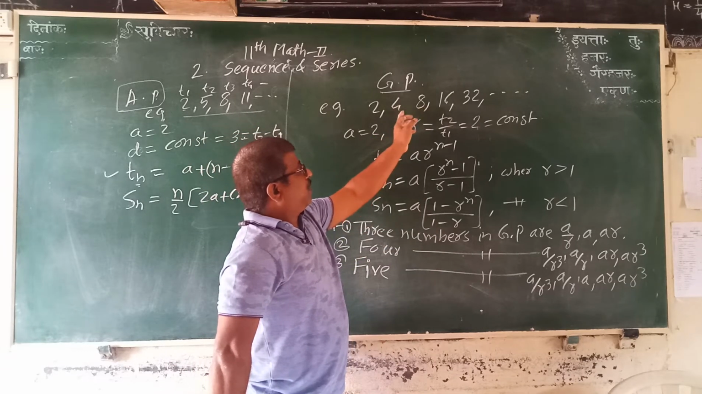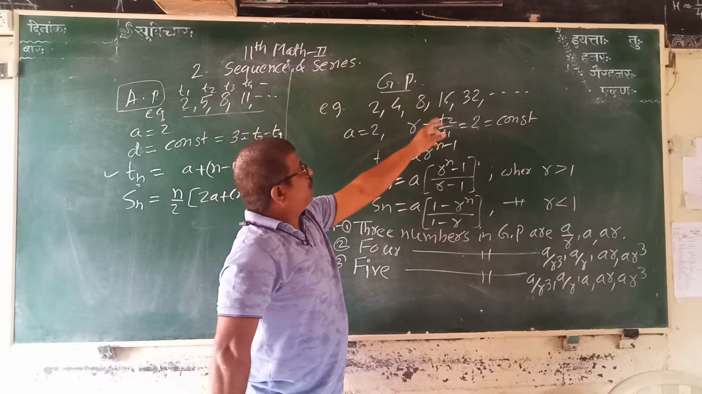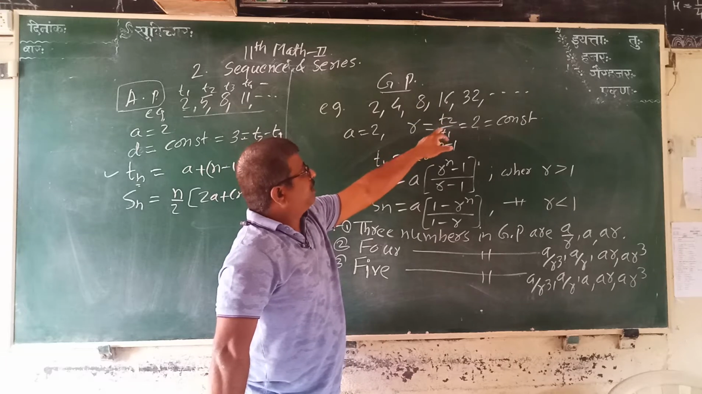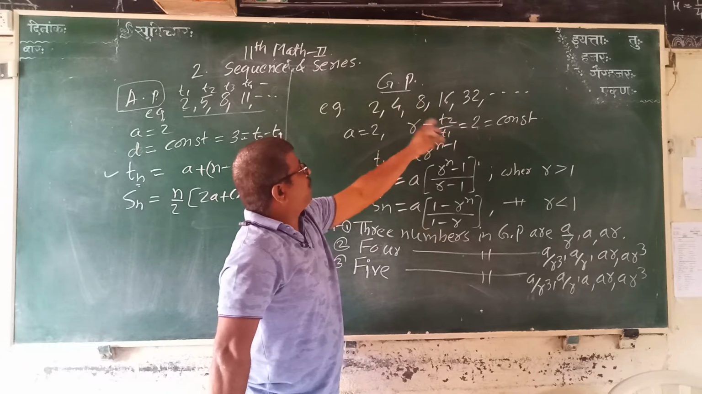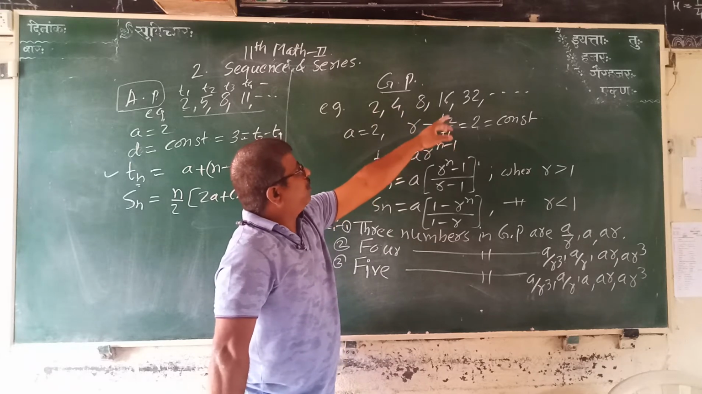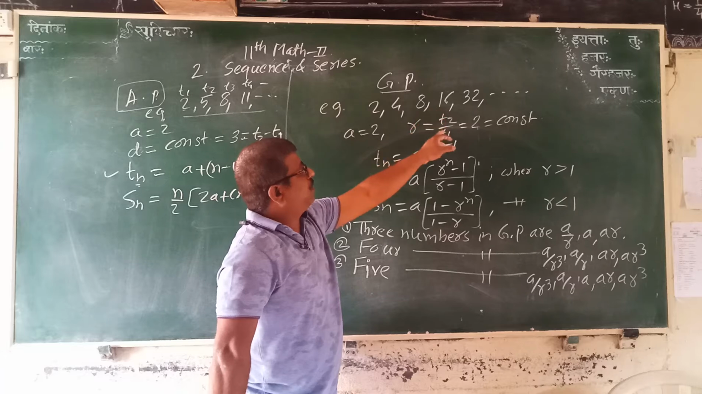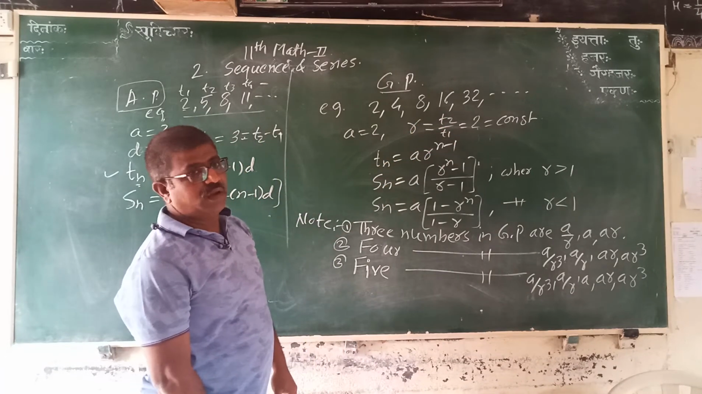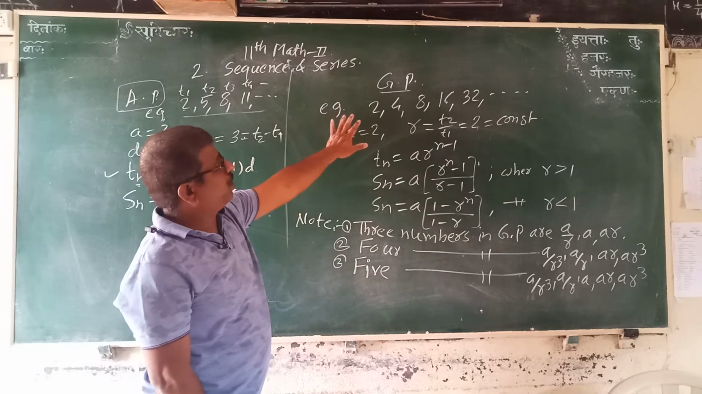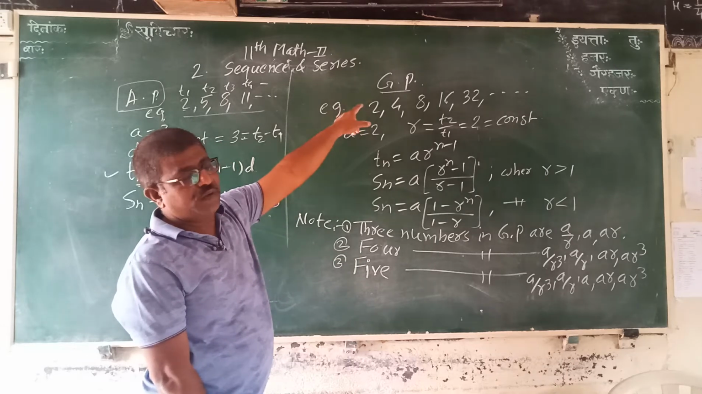that is 16 upon 8 we get 2. 8 upon 4 we get 2. 4 upon 2 we get 2. 32 upon 16 we get 2. This is the constant ratio. Then this progression is called a geometric progression.